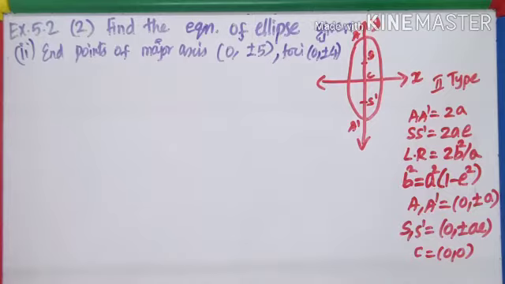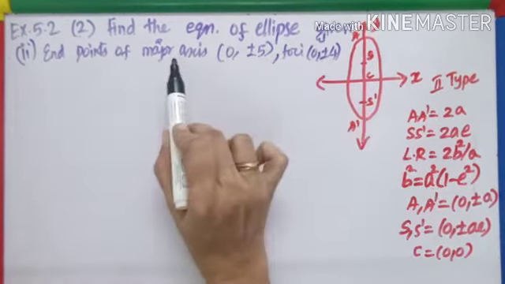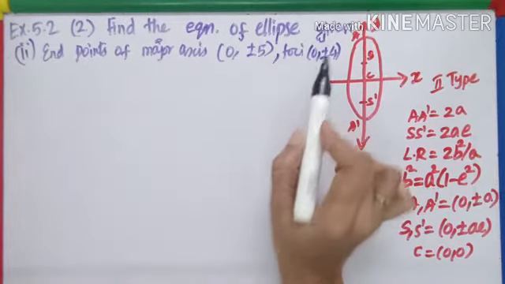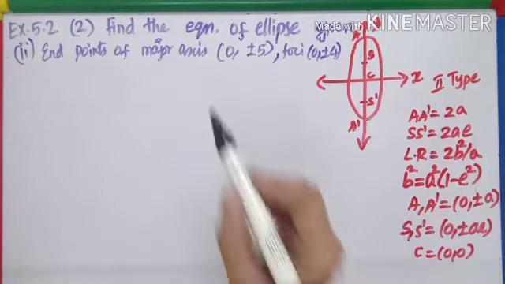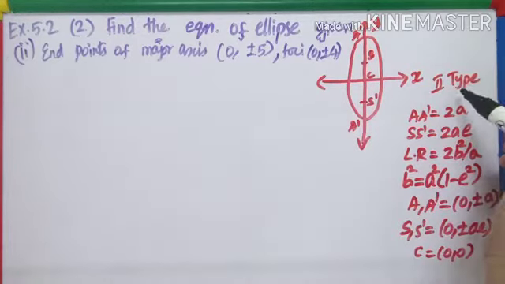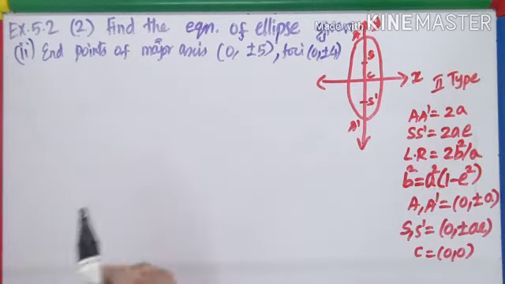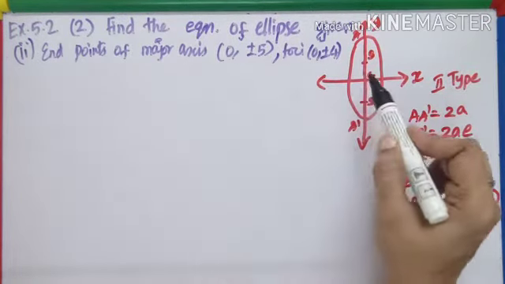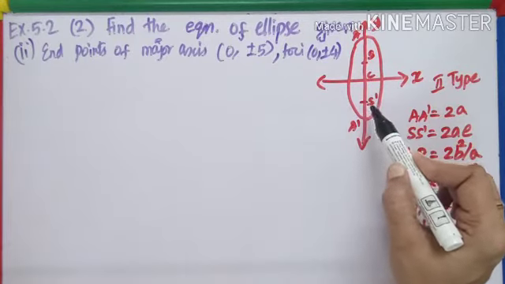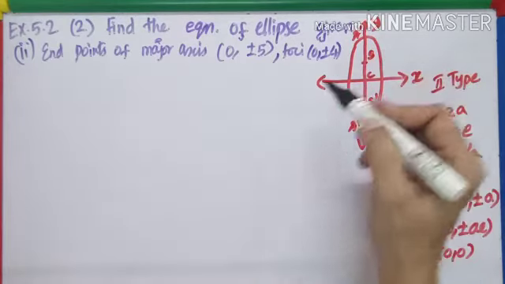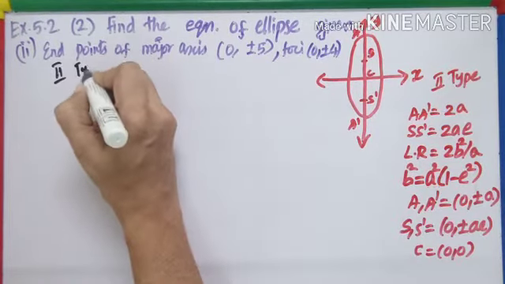Question number 2, subsection 2. Find the equation of ellipse given end points of major axis 0, plus or minus 5 and focus 0, plus or minus 4. Here 0 comma number represents second type of ellipse. Earlier we did first type where I had plus or minus 5 comma 0. This is 0 comma 5 and 0 comma minus 5, 0 comma 4 and 0 comma minus 4. So this represents second type of ellipse.